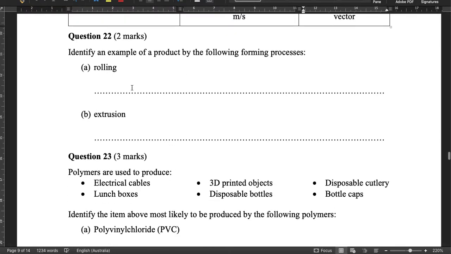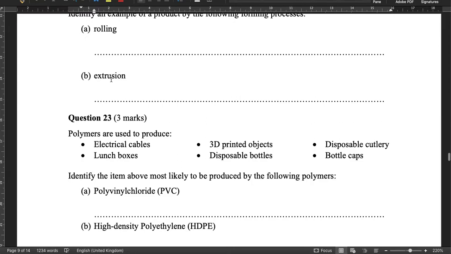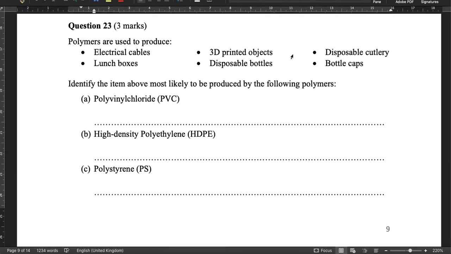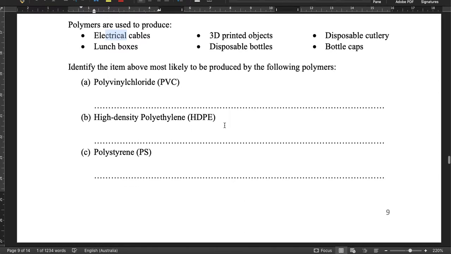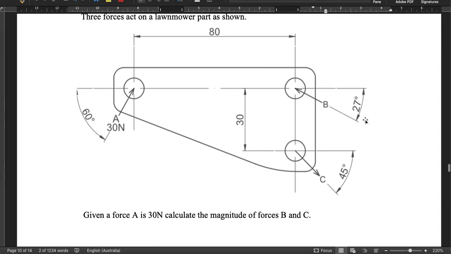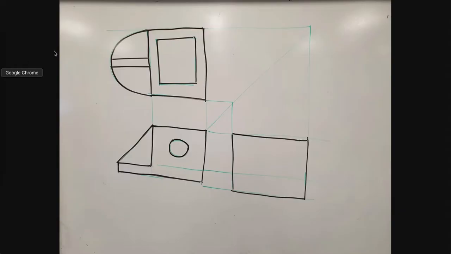Identify the following. Rolling is rails, like railway rails. Extrusion, aluminium windows. Okay, so PVC, electrical cables. HDPE would be bottle caps, and polystyrene, disposable cutlery. Okay, for this one here, I've answered these questions.